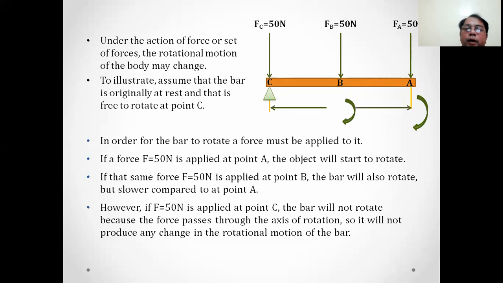So again, at point C, that's an impossible task. There's no distance anymore from the point of rotation. So the zero distance will result in a product equal to zero torque also. Since there's no torque at point C, it's impossible to create a rotation anymore.